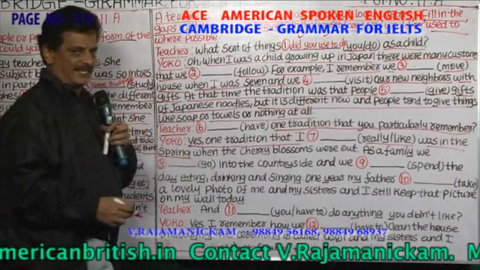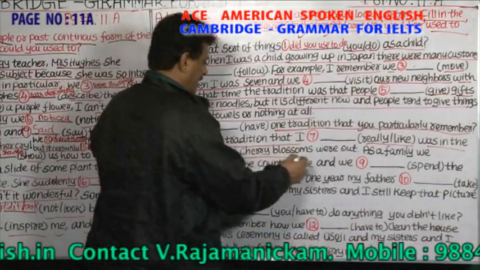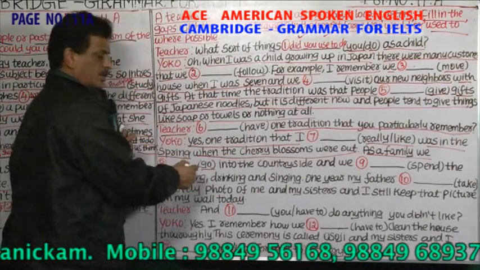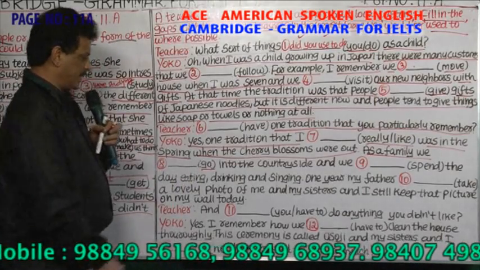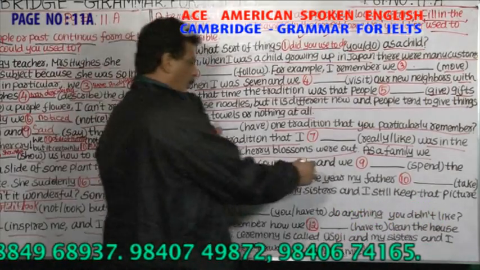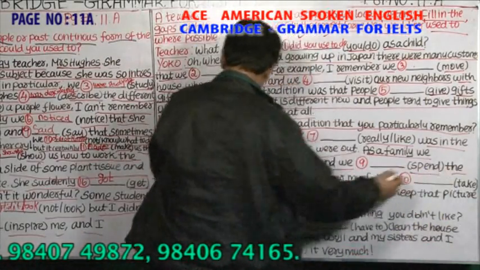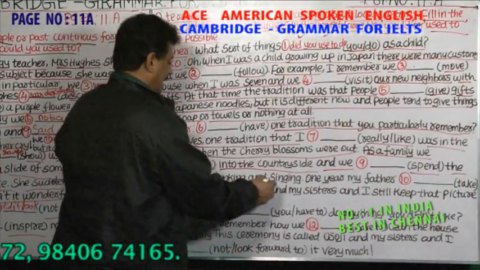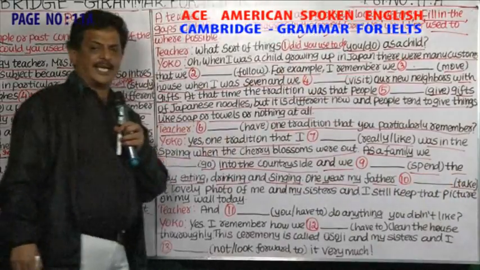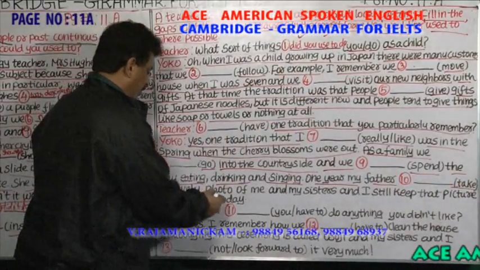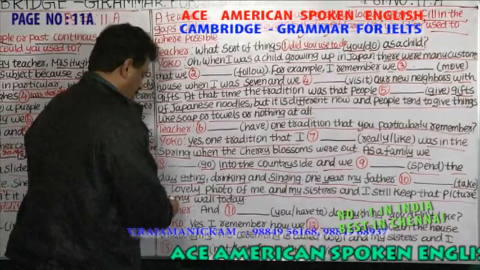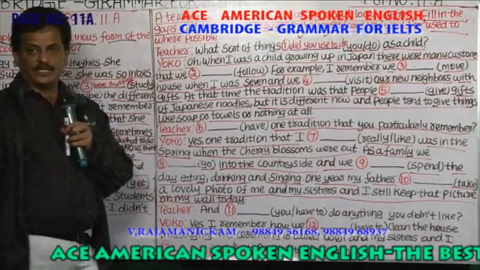Yes, one tradition that I really like was in the spring. Spring means what? A season, right? When the cherry blossoms were out. As a family, we used to go, so what is the tense you use? Into the countryside. What do you mean by countryside, sir? It is a village. And we spent the day eating, drinking and singing. One year my father used to take a lovely photo of me and my sisters, and I still keep that picture on my wall today. So you have to fill in the blank over here.